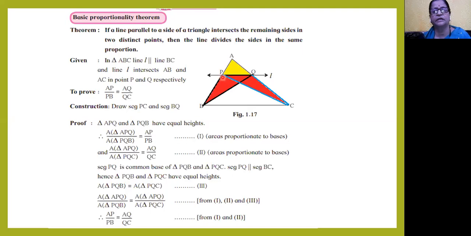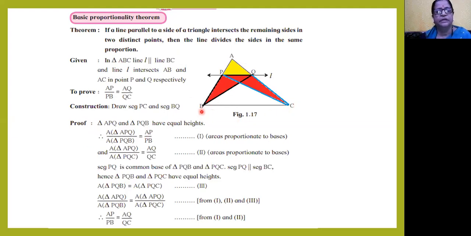Here it is given a triangle ABC, and this is a line that intersects at points P and Q. Here it is given in triangle ABC, line L is parallel to line BC. This line L intersects AB and AC at points P and Q. So we have to prove that AP divided by PB is equal to AQ divided by QC.